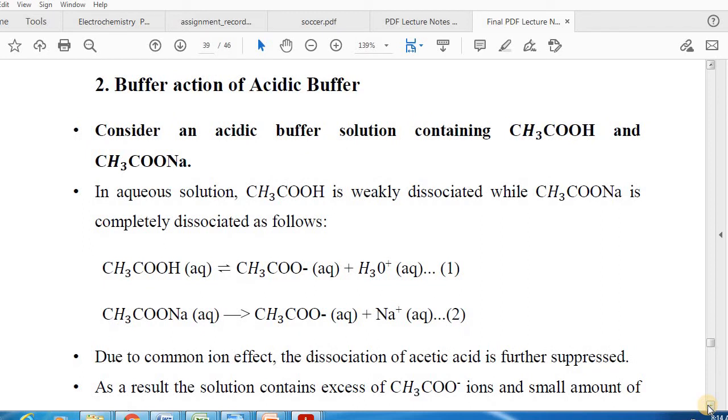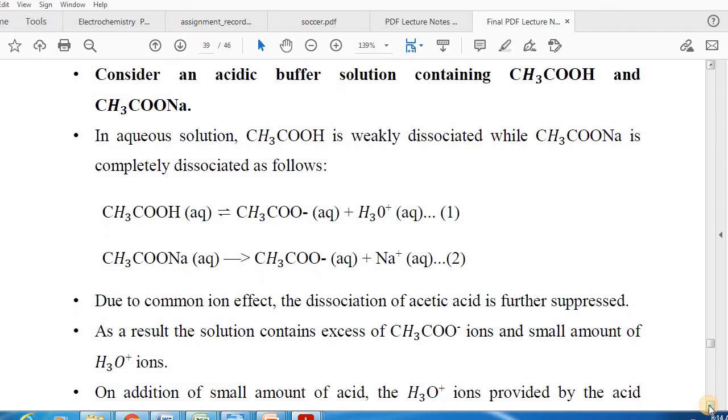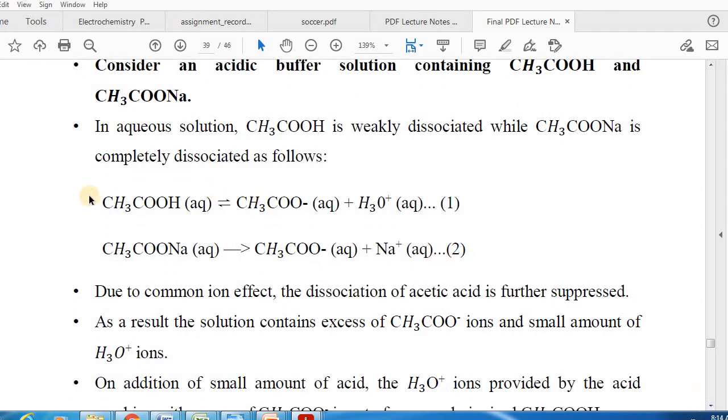Due to common ion effect, the dissociation of acetic acid is further suppressed. Here is the common ion effect. So dissociation of acetic acid will be suppressed. As a result, the solution contains excess of acetate ion but a very small amount of H3O plus ions.